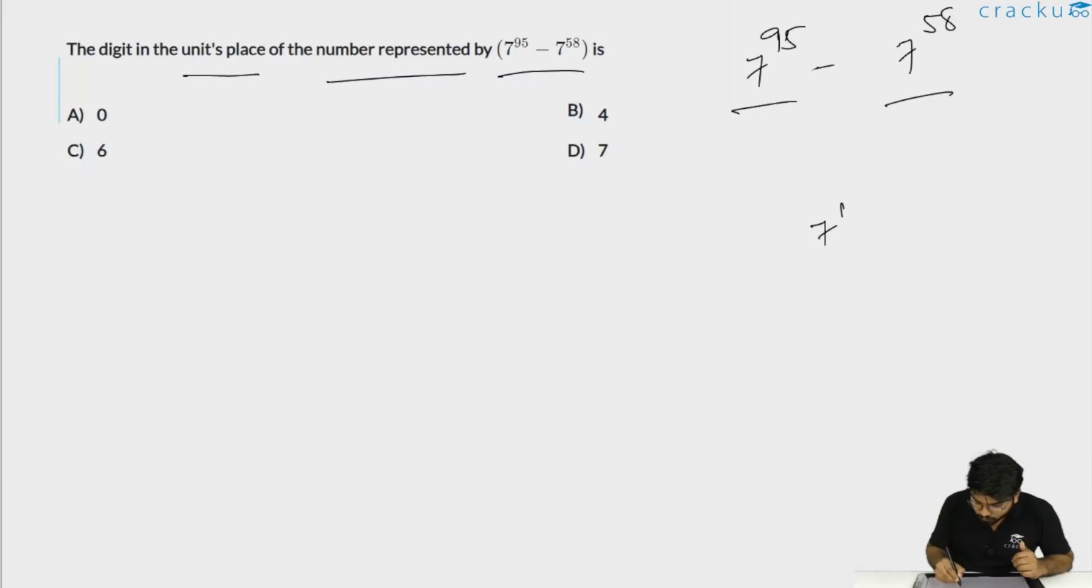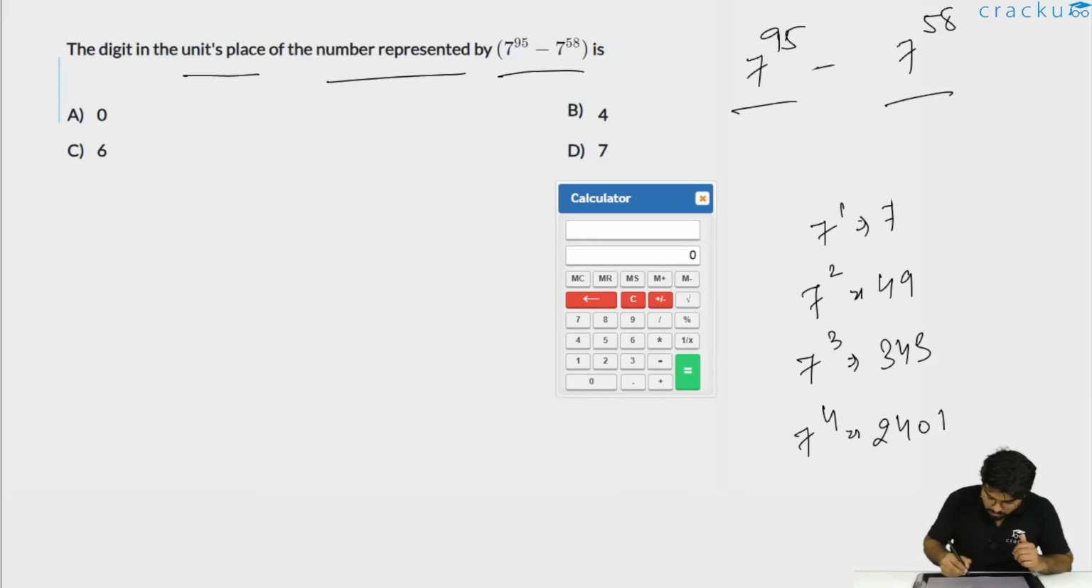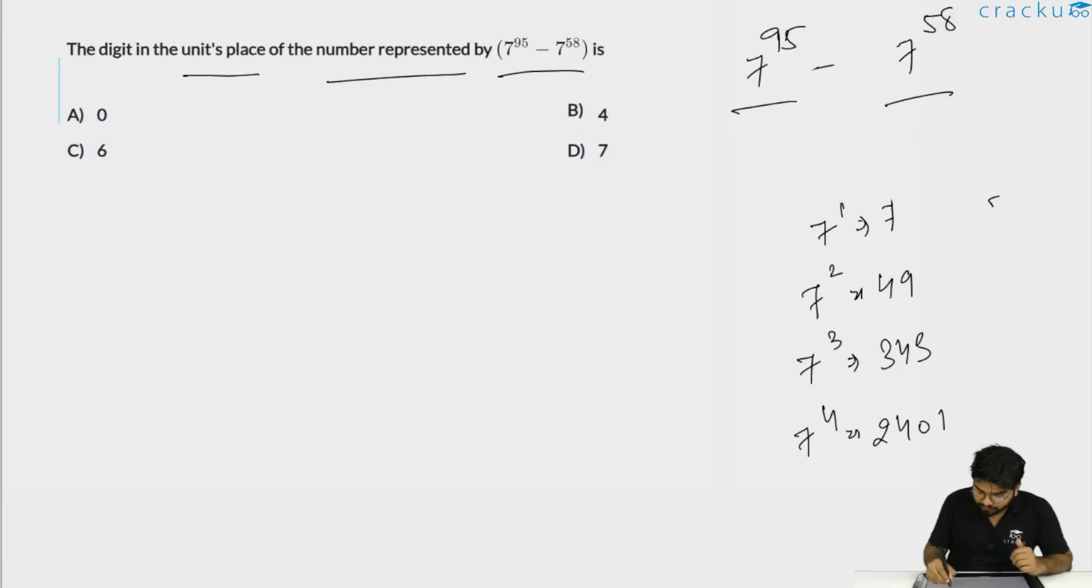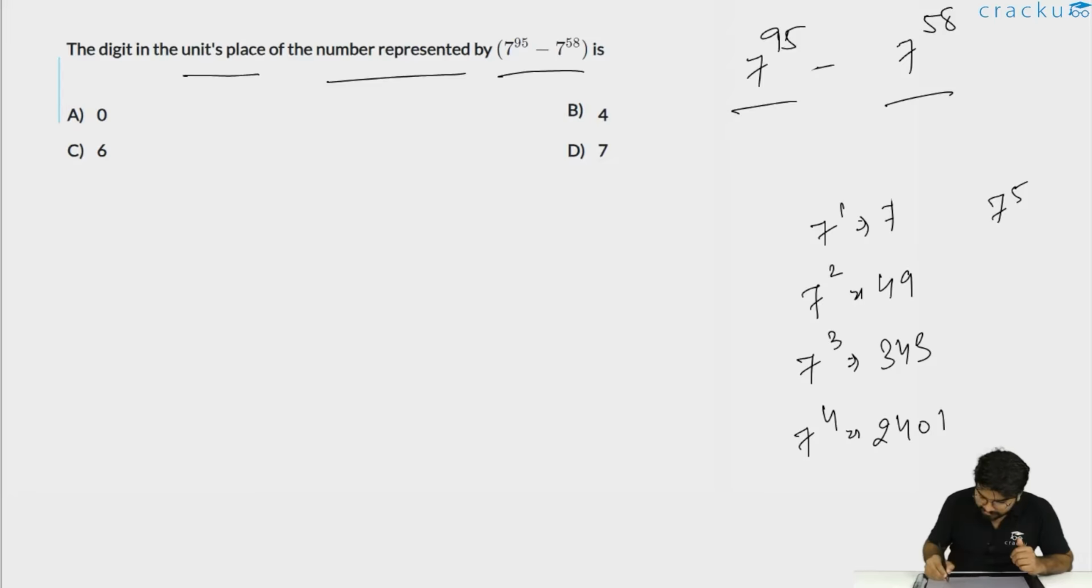We have 7 raised to 1 is 7, 7 raised to 2 is 49, 7 raised to 3 is 343, 7 raised to 4 is 2401. Let me just cross confirm. Yeah, 7 raised to 5 will be again ending with 7. So 7 also has the cyclicity of 4 digits.